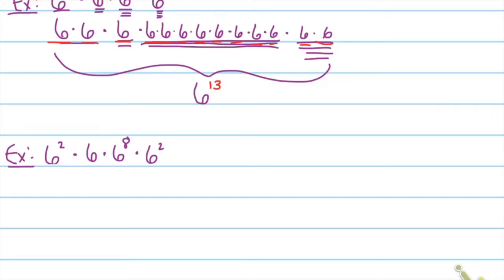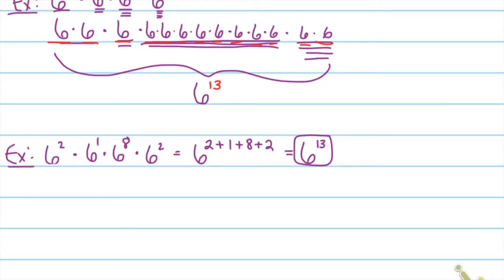Okay, so the product rule says you have repeated multiplication of a digit that is raised to a power. So you take that base, which in this case is 6, and you add their exponents together. I've got 6 squared times 6 to the 1st, make sure you include that 1 as your exponent, times 6 to the 8th times 6 squared. So it's 6 to the 2 plus 1 plus 8 plus 2, which adds up to 13.